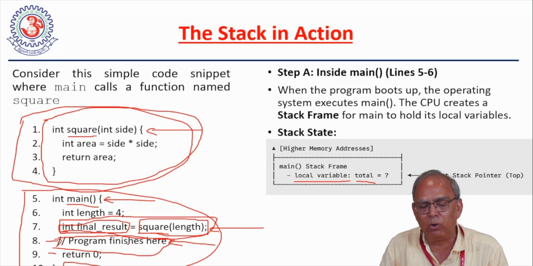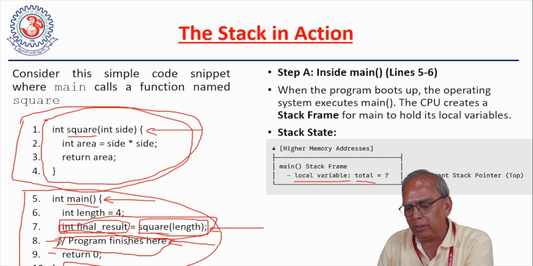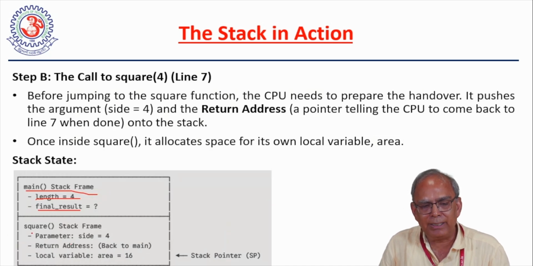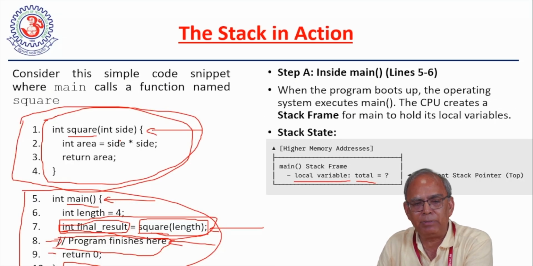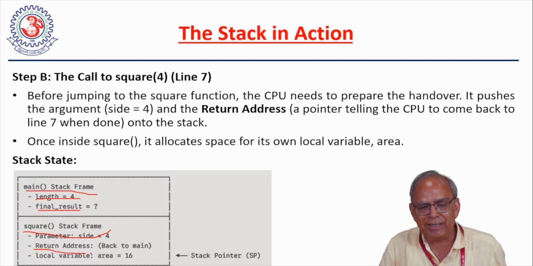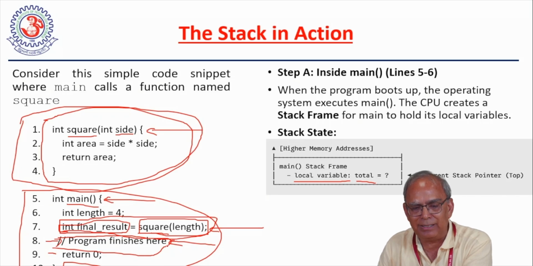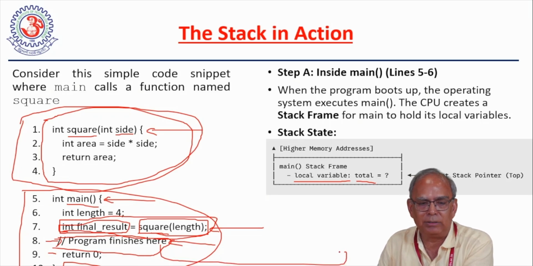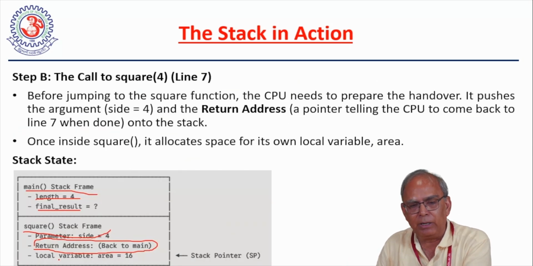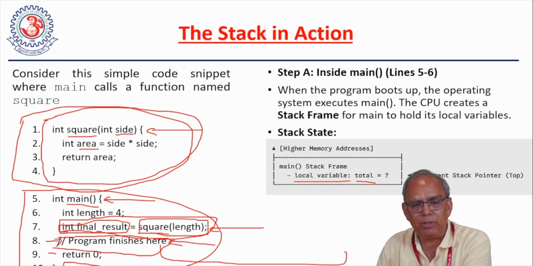How this address will be loaded into the program counter is where the role of the stack pointer comes in. See the square, the parameter is side. Then it requires a return address, back to main, and this return address will be pushed onto the stack. And then it has a local variable area, so this local variable will also be created within the stack.